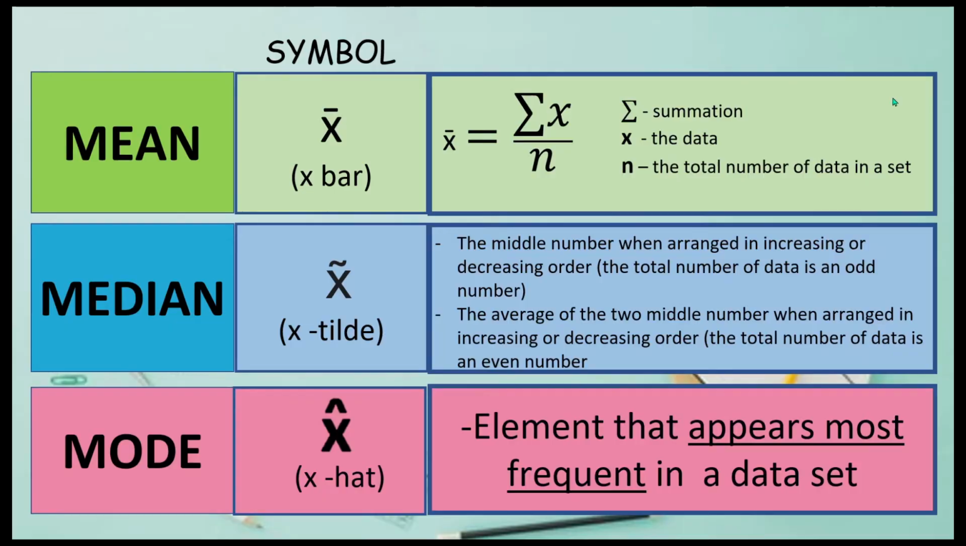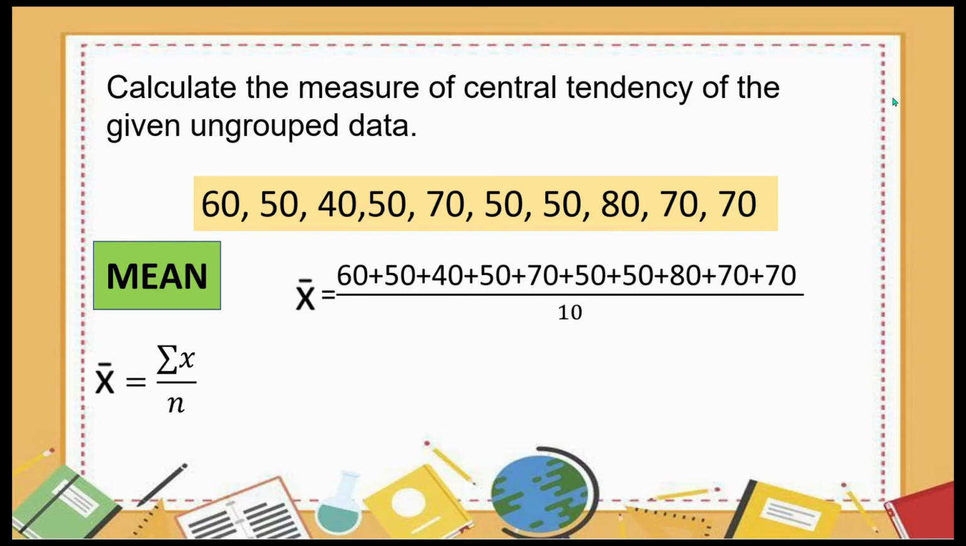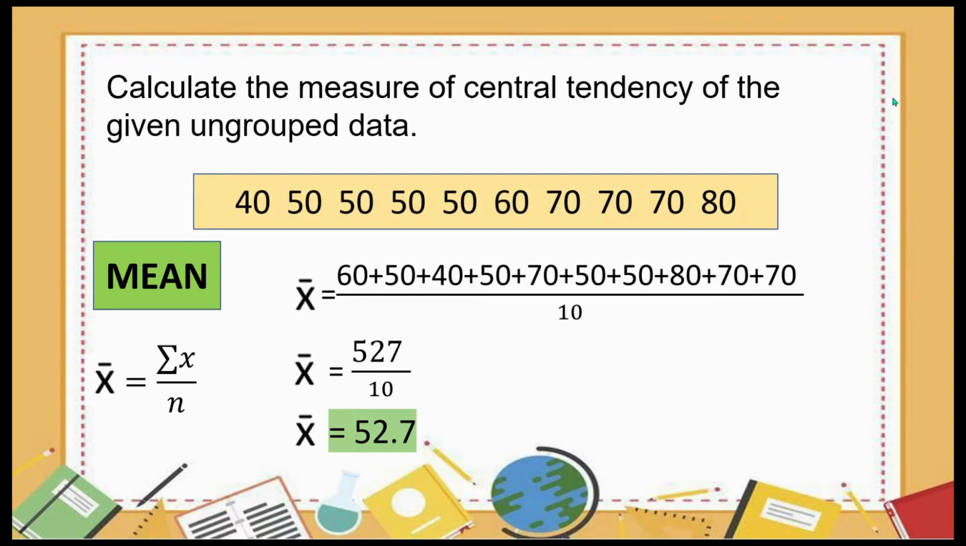Let's try another. Calculate the measures of central tendency of the given ungrouped data. First is the mean. Mean is equal to the summation of x over n. Add all the data, divide by 10. n is equal to 10 since there are 10 data in a set. The summation of all data is 527 divided by 10. Therefore, the mean is 52.7, and if we arrange the data, 52.7 can be located at this position.